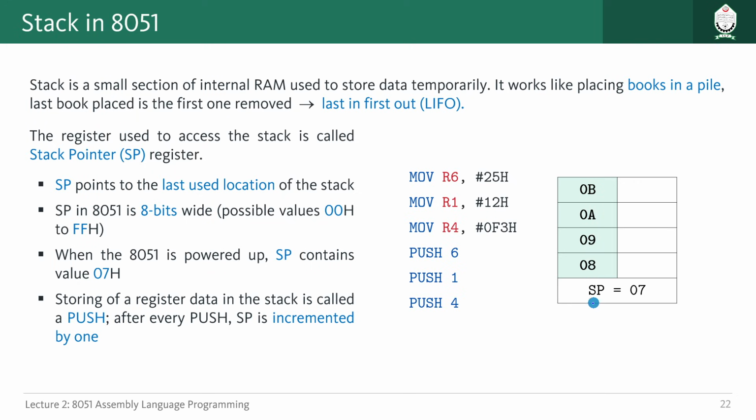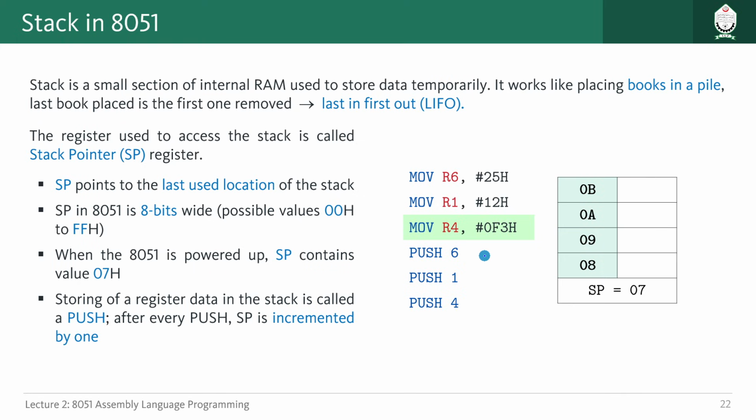We know that whenever the 8051 is powered up, the initial value stored in the stack pointer is 07H. So with that, let us start. The first lines of code are these. We are just storing this data onto R6, then this data onto R1, then this data onto R4. But nothing is changing here because the stack pointer or stack is not affected yet. Now look at the next line.